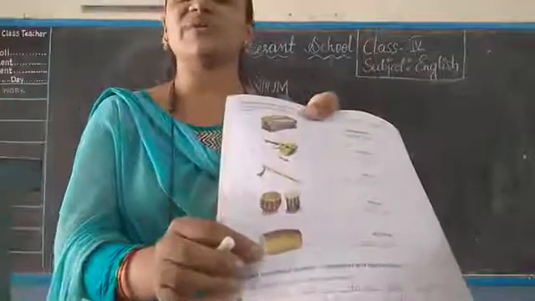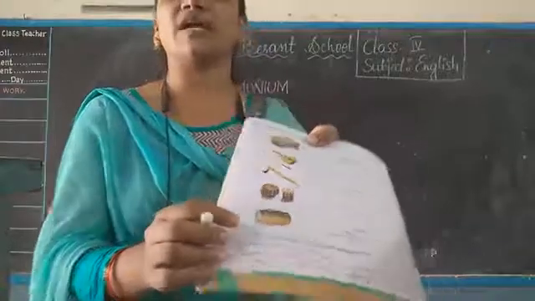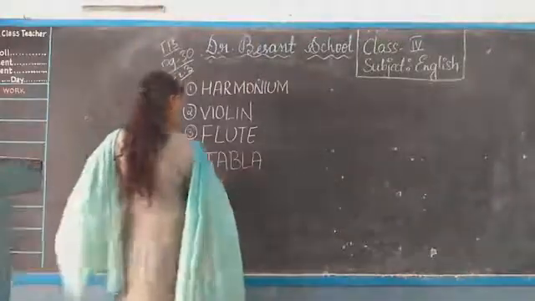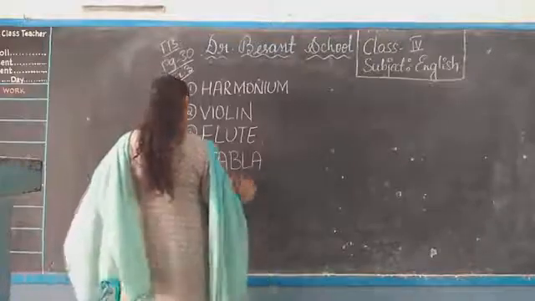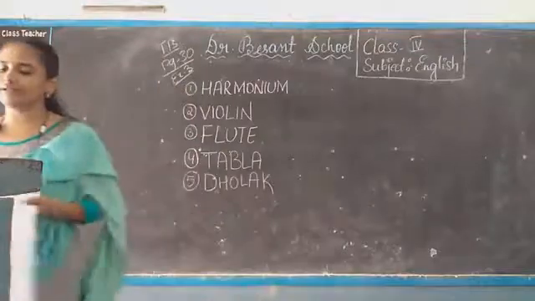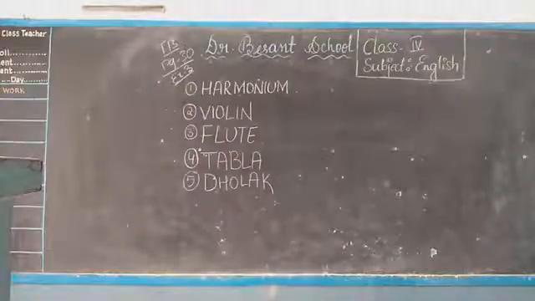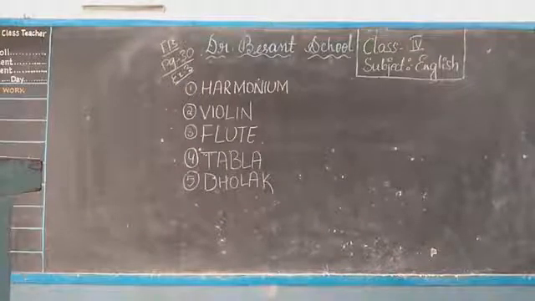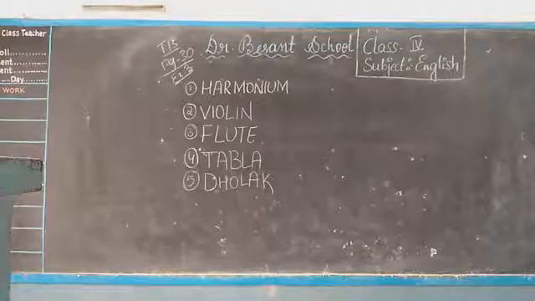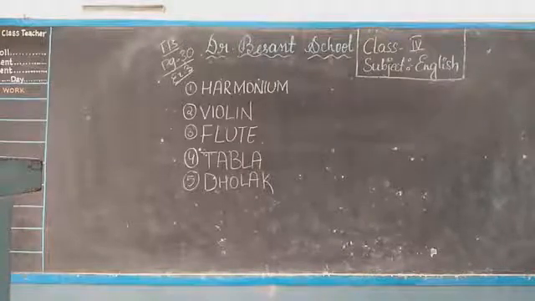Next, what is the last picture, children? Dholak. What is it? Dholak. Write down now. Copy it neatly. Copy it, children, fast.